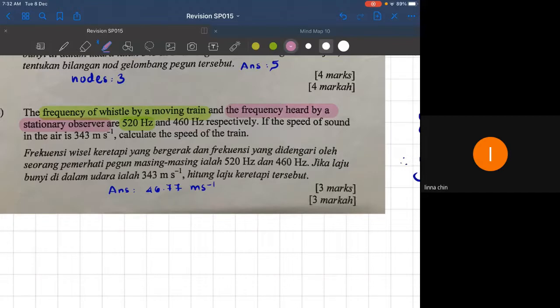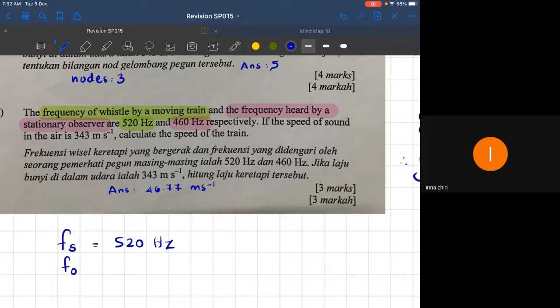Okay, kita cuba tulis information ni. Frequency of a whistle by a moving train mestilah frequency of the source, iaitu 520 Hz. And then kita ada frequency heard by a stationary observer, iaitu frequency of observer sama dengan 460 Hz.